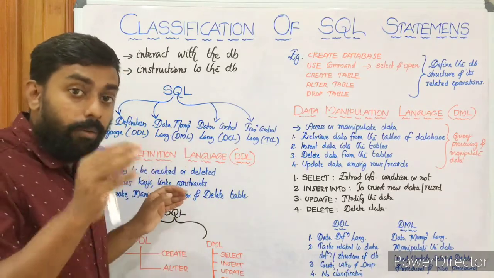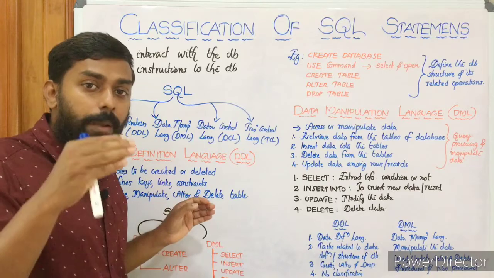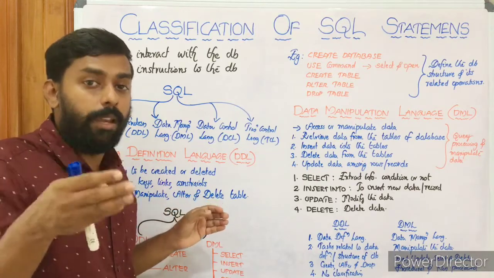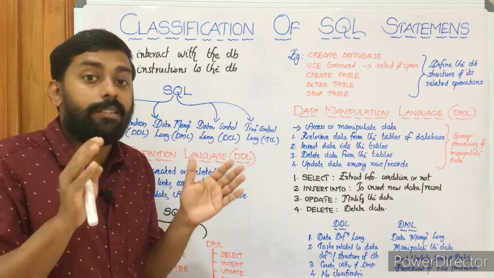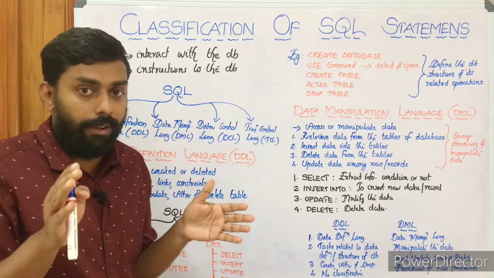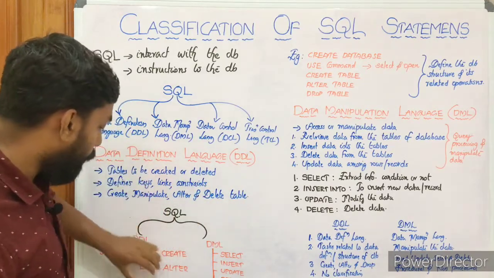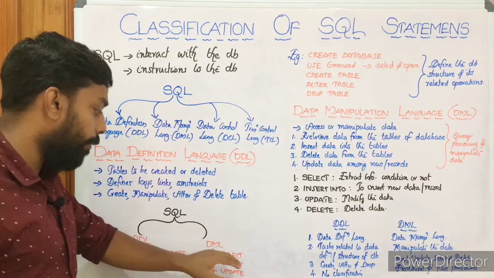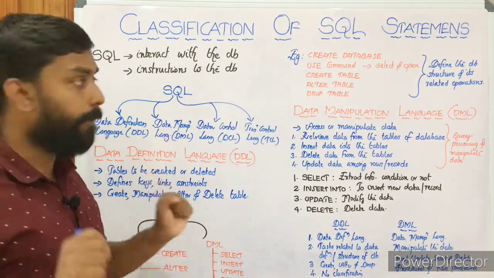And DDL commands are the set of commands associated with the structure or definition of the data. Do we get it? Yeah, okay. So these are the DDL commands: create, alter and drop, and the DML commands are select, insert, update and delete, okay?